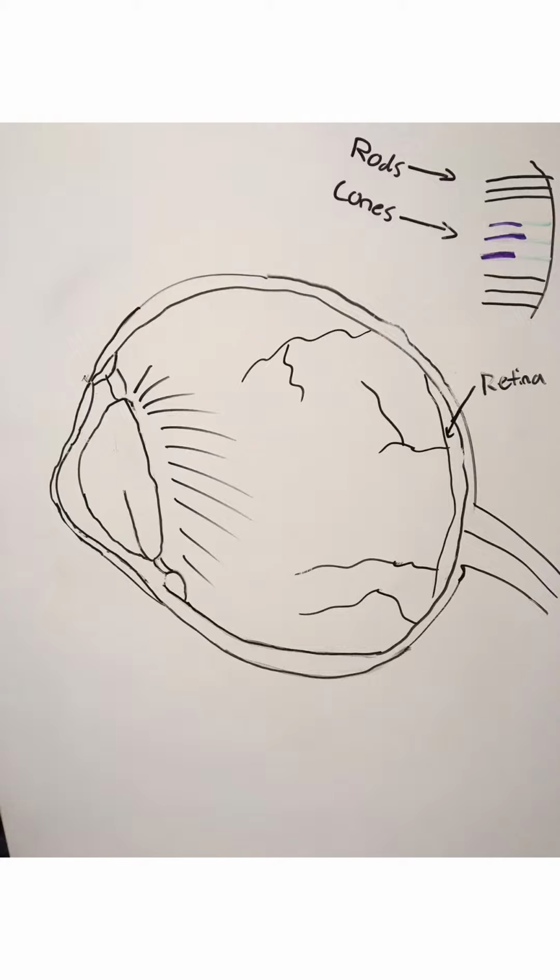Rods perceive black and white wavelengths of light and give humans the ability to see in the dark, while cones provide color and central vision. These photoreceptors later send this light as electrical impulses to the optic nerve.